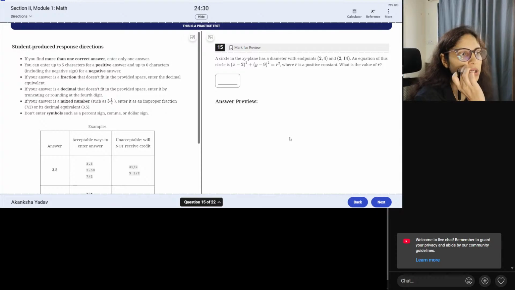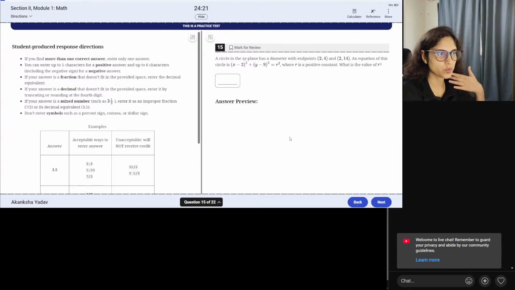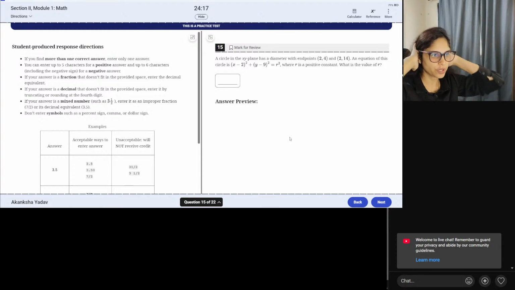Next one. A circle in the xy plane has a diameter with endpoints 2, 4 and 2, 14. Equation of this circle is x minus 2 whole squared plus y minus 9 whole squared is equal to r squared. What is the value of r?